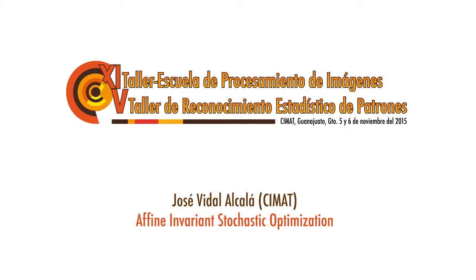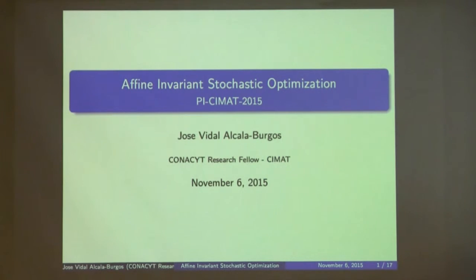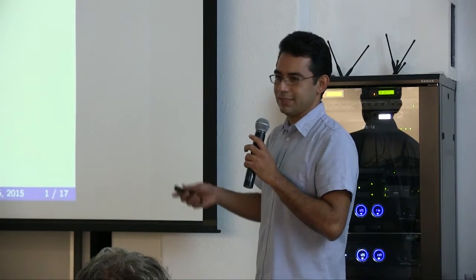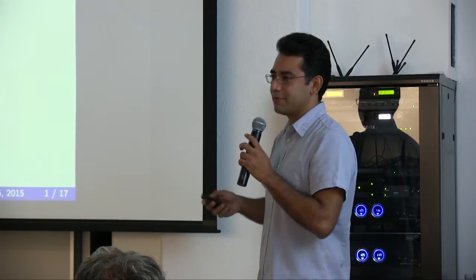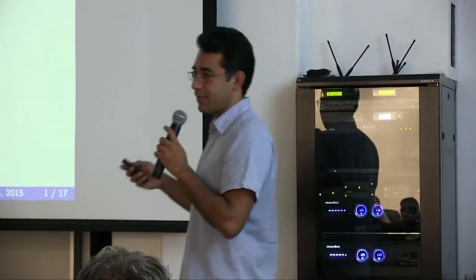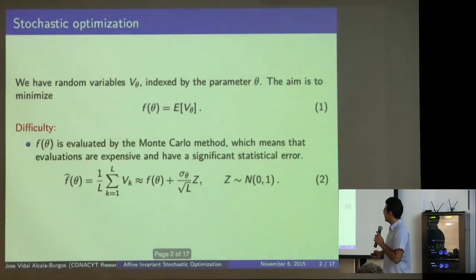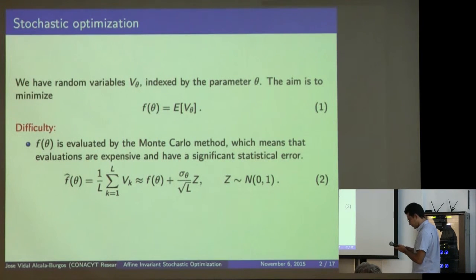So, okay, I'm an applied mathematician, so I'm going to talk about stochastic optimization, which is a tool that appears in many models in image processing. Basically, the problem is how to estimate the parameters in our model. So let me just set up the problem.